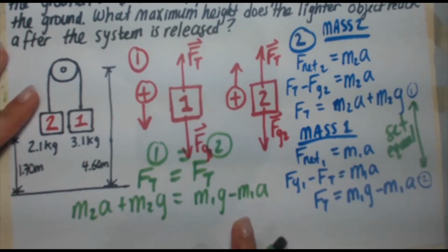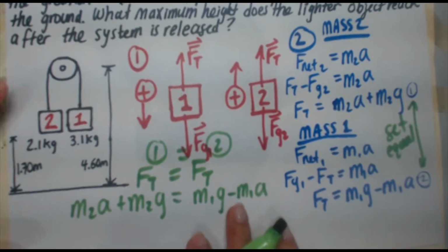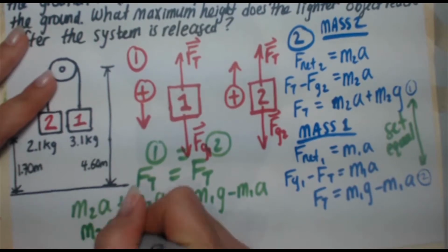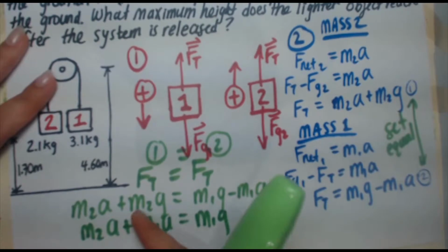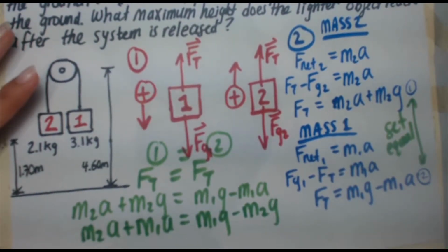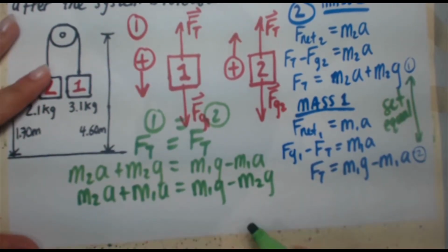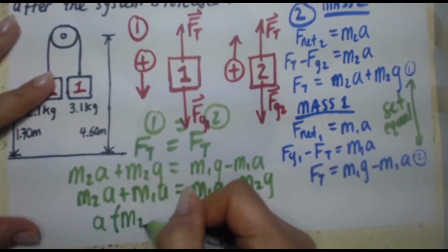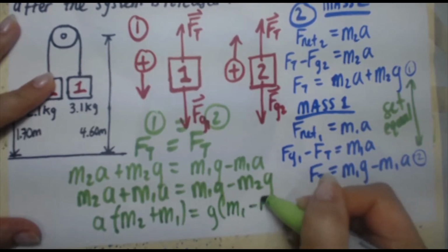Okay, so we're at this part right here. So I'm going to get all the a's on one side and all the g's on the other. So I'm going to take my minus m1a and bring it to the left. So I get m2a plus m1a equals m1g, bring the m2g over, becomes minus m2g. Okay, hopefully you see where I'm going with this now. Factor out an a from the left and the g from the right. So factoring out an a from the left, you get a times (m2 plus m1) equals g times (m1 minus m2).